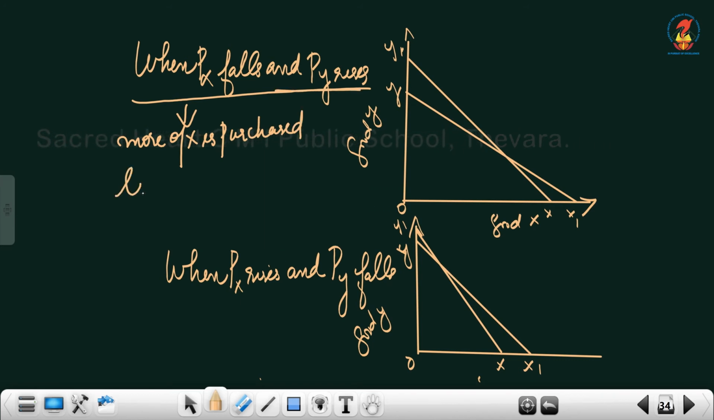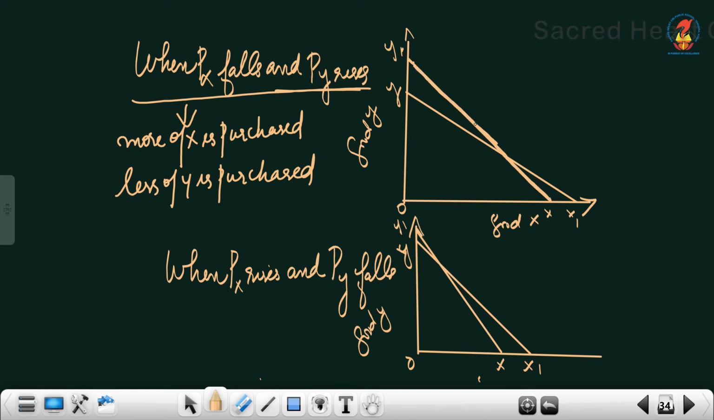Price of Y rises means what? Less of Y is purchased. So, how will you represent that? This is the initial budget line, that is Y1, X is the initial budget line. The one which I am drawing is the initial budget line.